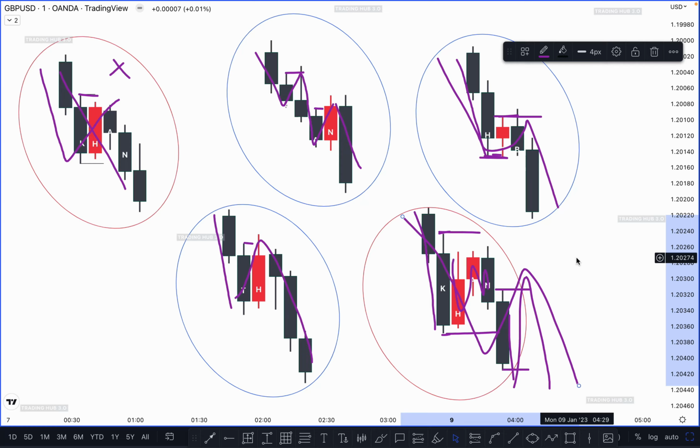So I hope you understand what is a valid and what is an invalid pullback, and you can understand it better if you read our Trading Hub 3.2 ebook. Then you can understand more clearly.